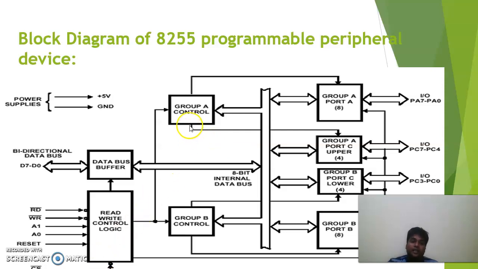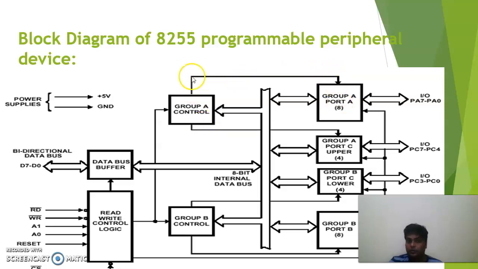Okay, now the next component is your group A and group B controls. So when the control signals are provided, these control signals are sent to group A and group B. As we know, group A and group B are basically combinations of ports. As I earlier told you, group A is the combination of port A and upper part of port C. Group B is the combination of port B and lower part of port C. So this group A and group B control basically controls their group ports.